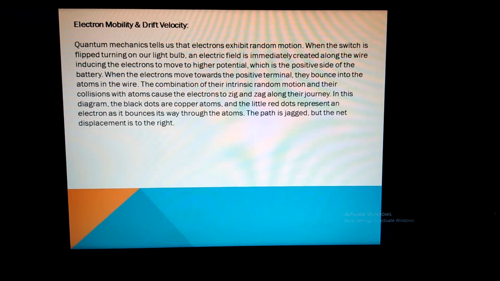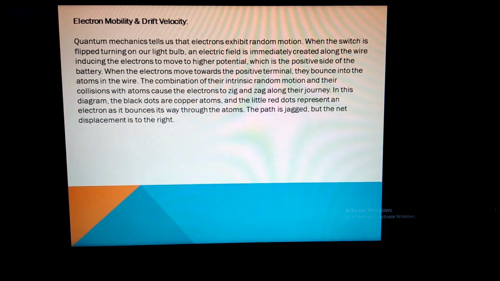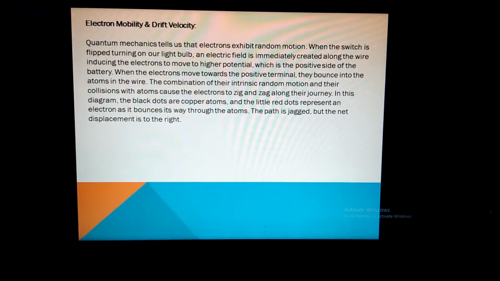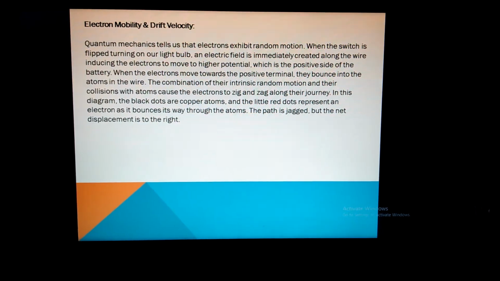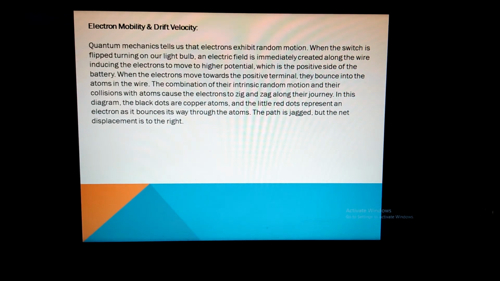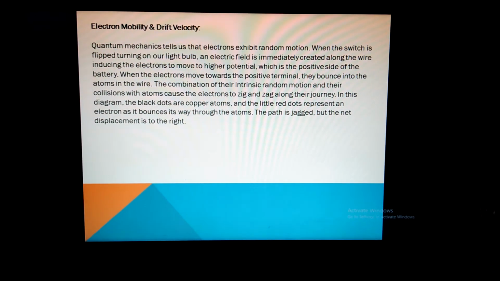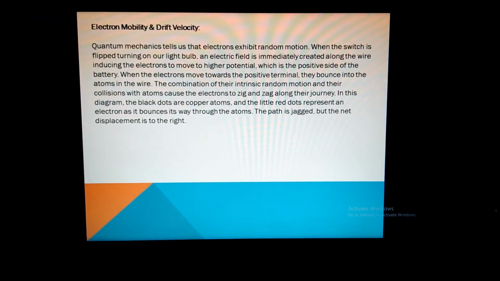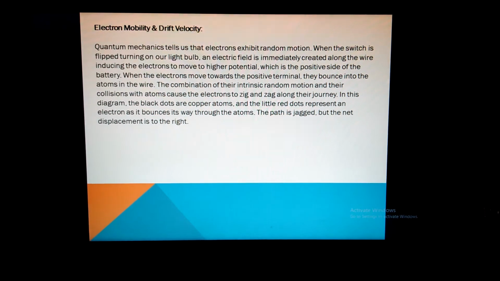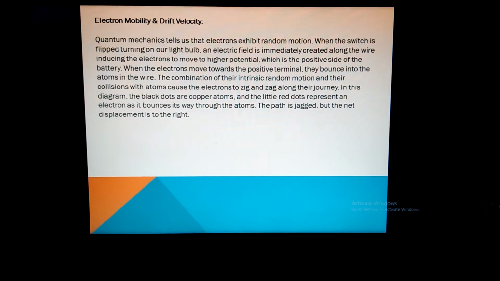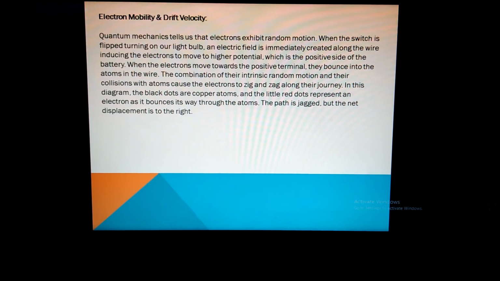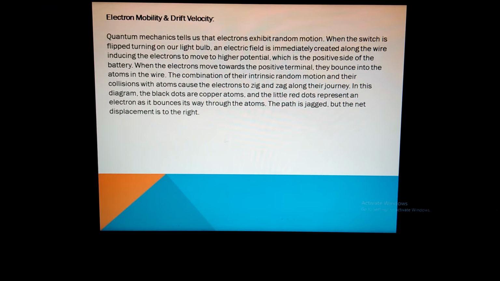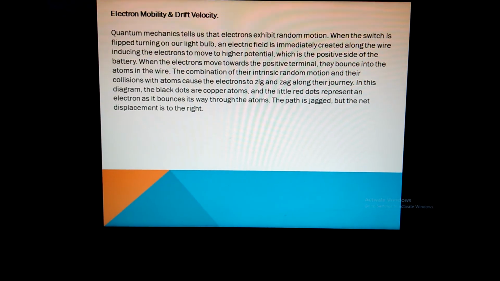An electric field is immediately created along the wire, inducing the electrons to move to higher potential, which is the positive side of the battery. When the electrons move towards the positive terminal, they bounce into the atoms in the wire. The combination of their interaction, random motion, and their collisions with atoms causes the electrons to zig and zag along their journey as in this diagram.